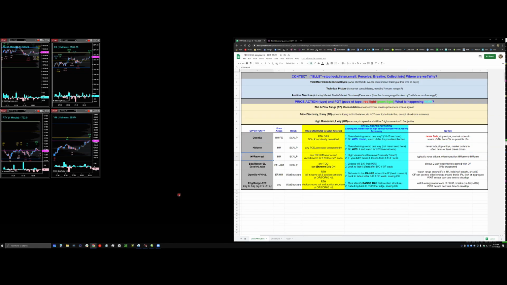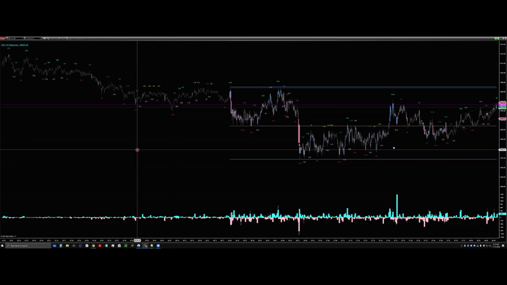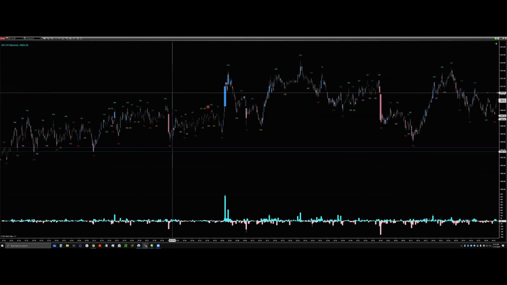Okay, so we have talked about Open 5A and H momentum. We're about to talk about HV reversal, which is really two HMOMOs glued together. That's really what it is, but you need to understand it a little more clearly than that. So let's go find a really good example of an HV reversal. And my favorite would be yesterday. Yesterday was just classic HV reversal. So let's go back and look.